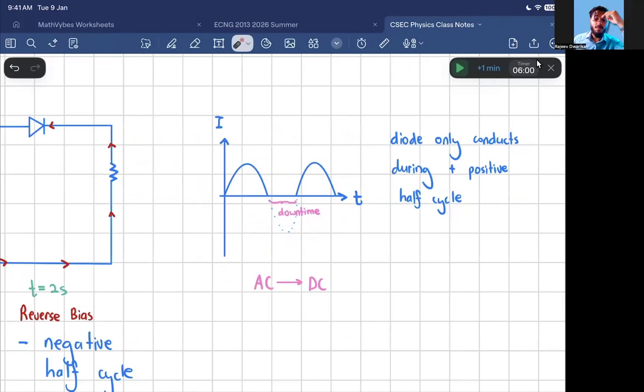No current. So there's a problem with this. Do you want to use a power supply that only works half of the time? No, you wouldn't want that. But it's a very crude way of converting AC to DC, right? So this is called half wave rectification because you only conduct half of the wave.